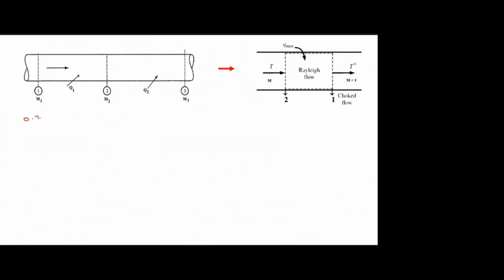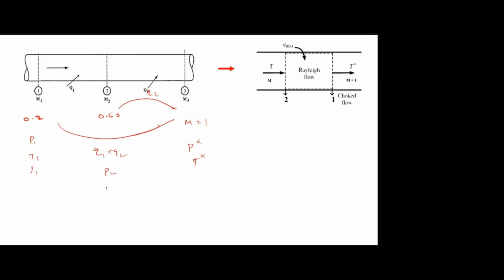So I have taken 0.2, here 0.58. By adding Q1 and Q2, it can be converted into 1. Or this 0.58 also, using Q2, it can be converted into 1.